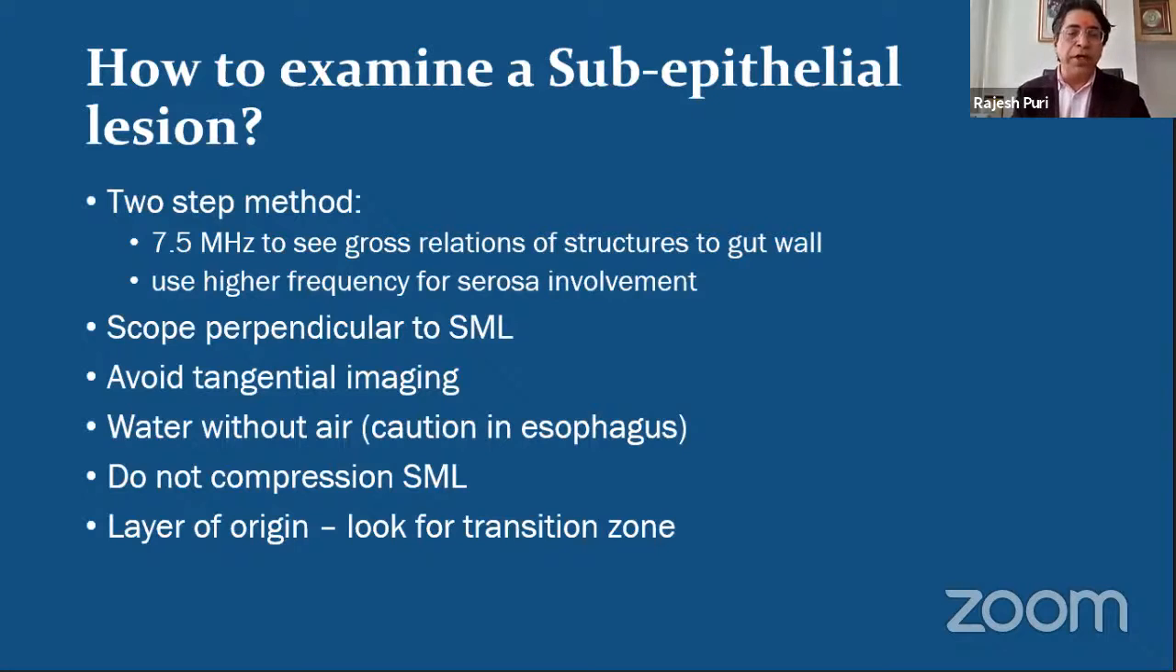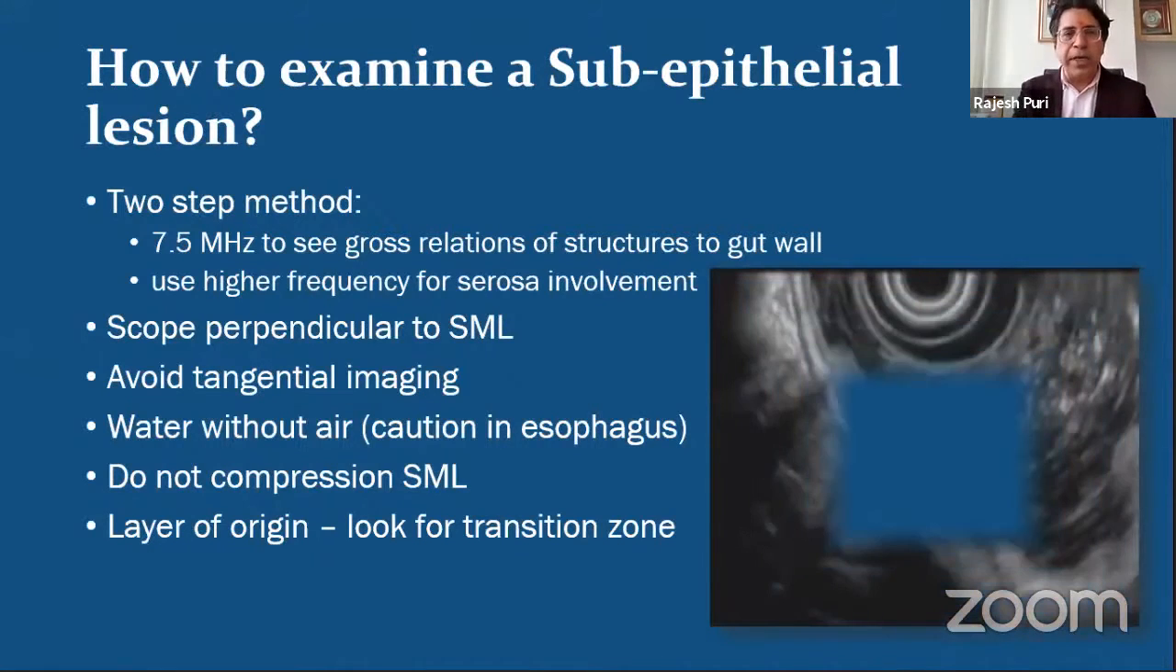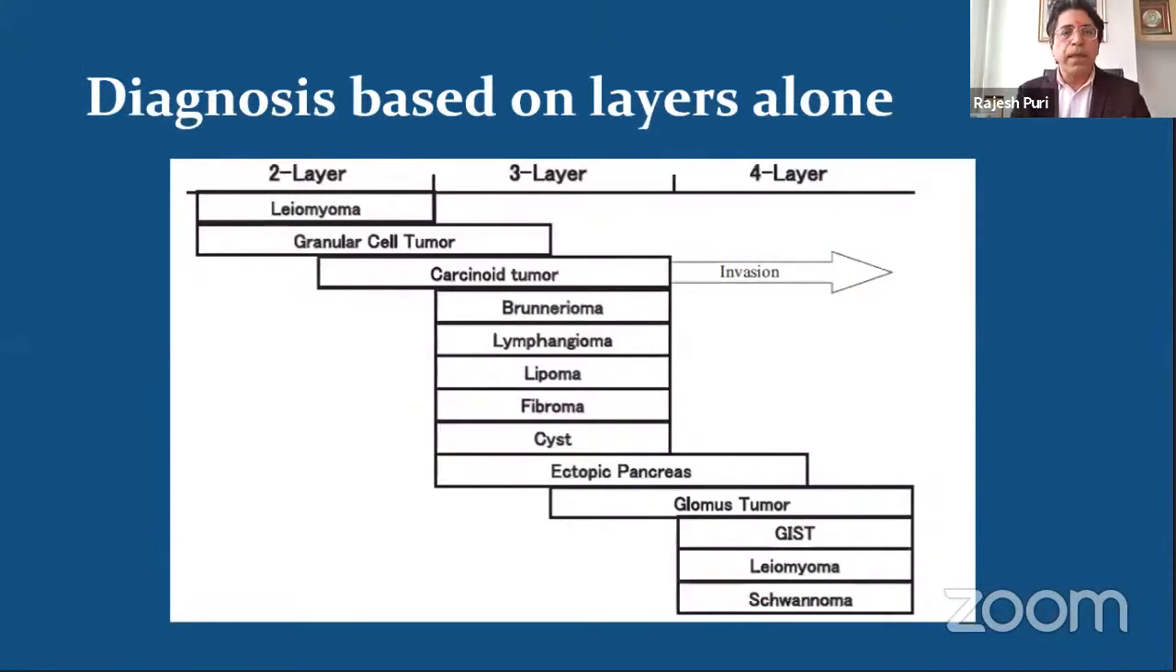And for the layer of origin, it is always better to start with the transition zone from normal mucosa to the diseased mucosa. Diseased mucosa means we are talking about the subepithelial lesion. So from the normal mucosa to the subepithelial lesion, that is called the transition zone. You examine from there to know the layer of origin, and that helps in making the diagnosis.